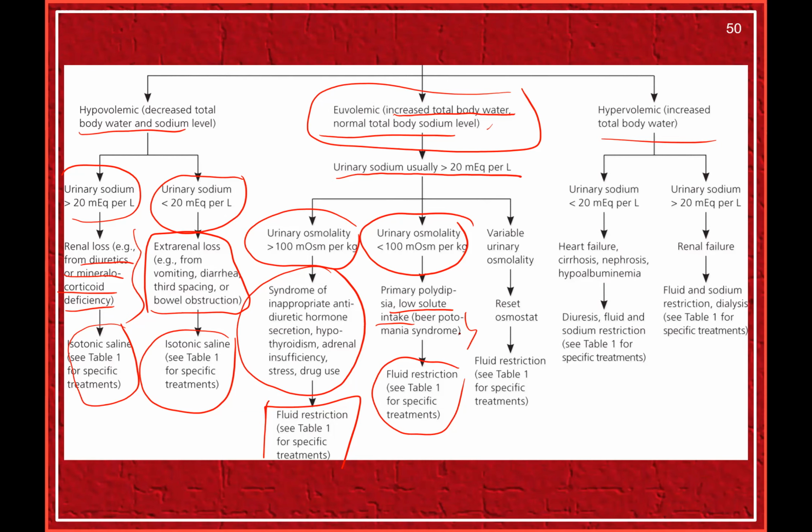The third possibility is that osmolarity is variable. That means there is a syndrome called the reset osmostat, and there also fluid restriction will be the treatment of choice. So in other words, in the first group, isotonic saline; in the second group, fluid restriction is the treatment of choice, and the oral salted drinks and other things.